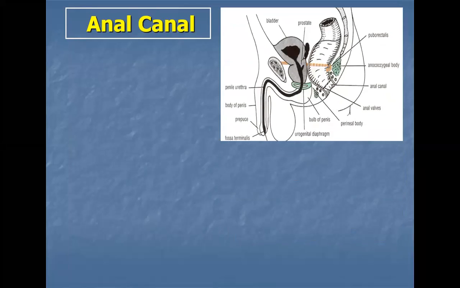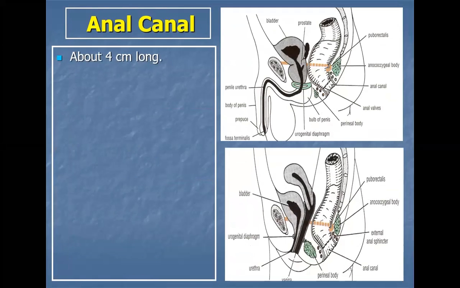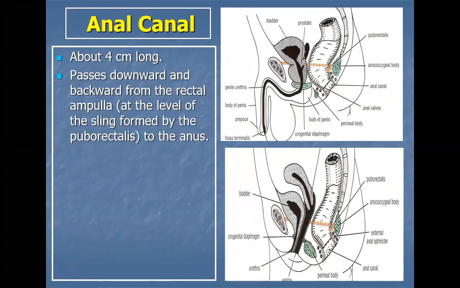Finally, going to the last part of the GIT, that is the anal canal. It is just 4 centimeters long, a very short, small part of the large intestine, the final part of the intestine. It passes downwards and backwards from the rectal ampulla at the level of the sling formed by the puborectalis. So you see here, this sling is called the puborectalis.